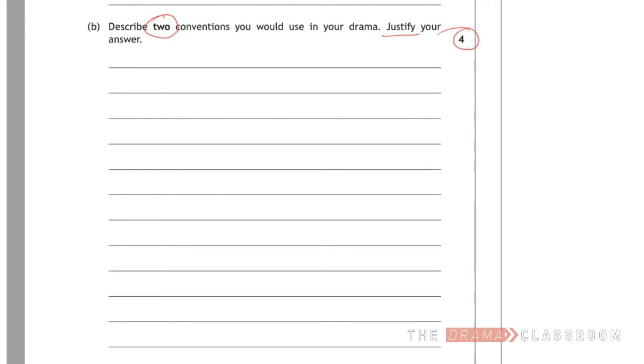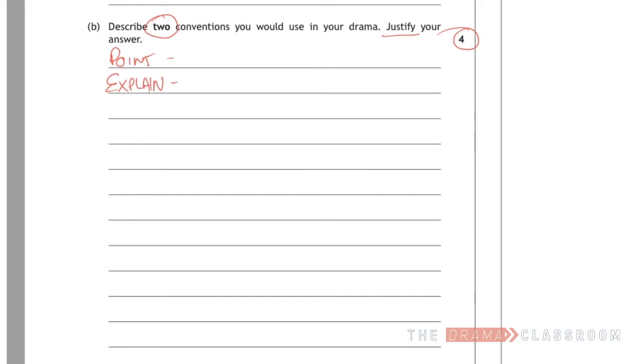So therefore what we would do is we would highlight the 2 that we're going to use, and we're looking for 4 marks here, so that's basically 2 marks per convention. So we're describing the convention we're going to use and we're going to justify it. So again, I always use the same kind of structure here because it helps me. Your teacher might have something different than this, but what we would use is we would make our point, and in that point is where we would talk about the convention that we're going to use. Then what we would do is we would explain how we would use the convention.